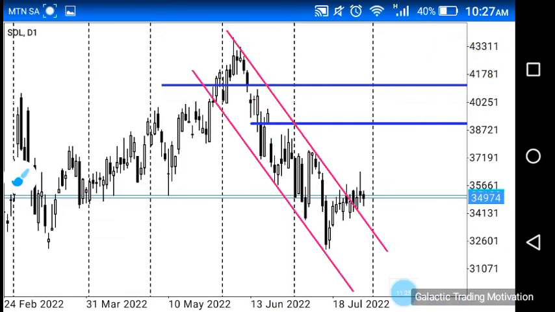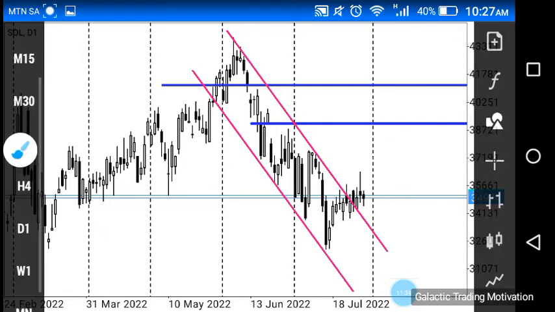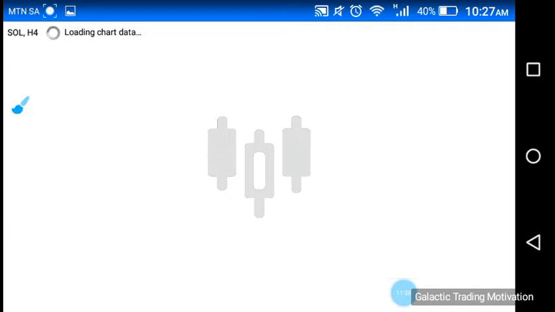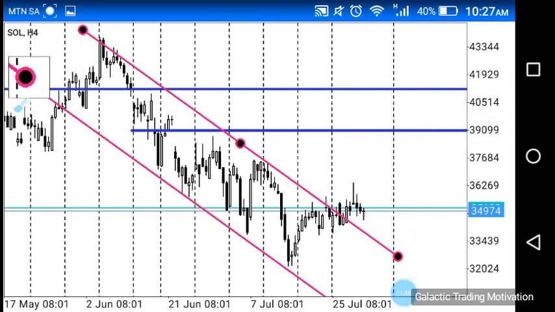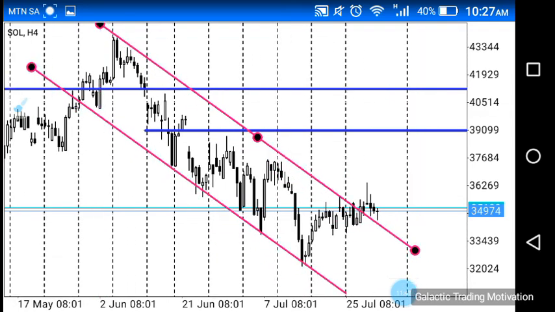So what else do we see on this chart that is interesting or that we should be paying attention to? I don't see much at this stage, so I'm just going to head down to the H4 chart. Just bear with me. So here we are on the H4 chart. I'm just going to fix my channel. Just bear with me. Here we go.